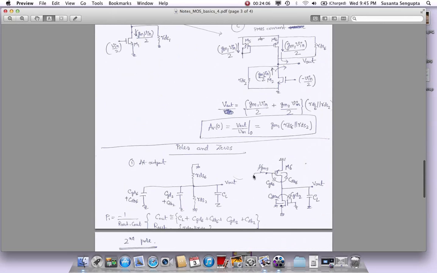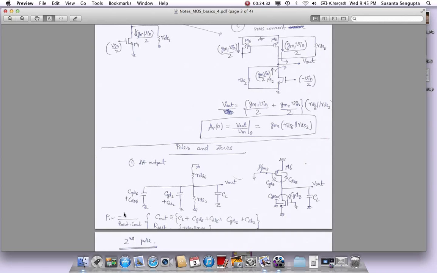So this point being AC ground, almost this is AC ground. Okay, just to simplify it. So you have these 4 capacitors plus 1, 5 capacitors. So this is the total C out. You add all of them. That is the total capacitance at this point. Okay. What is the R out? R out is the total resistance, which is the parallel combination of RDS6 and RDS2. Right. That is the total resistance that you see at that point.